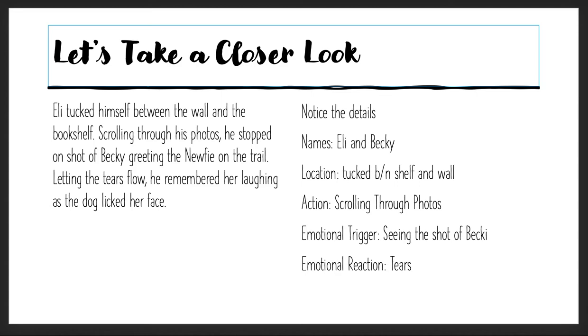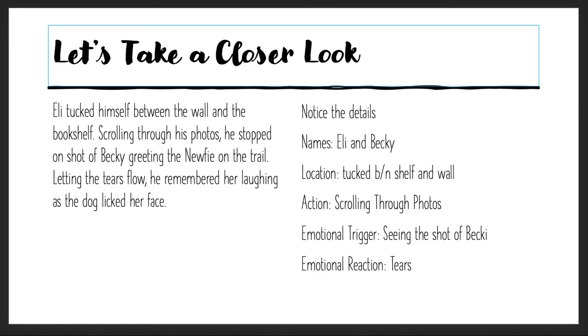We notice the details. For instance, the characters are named Eli and Becky. Location: Eli is tucked between the shelf and the wall. Here we see specific body language, specific location, and we have a strong sense of emotion even before we're exactly sure of what caused this emotion. We see him in action, scrolling through photos. And now we move on to an emotional trigger.